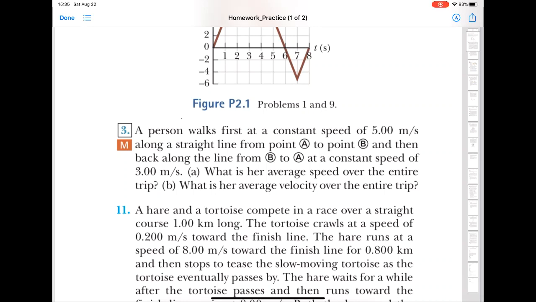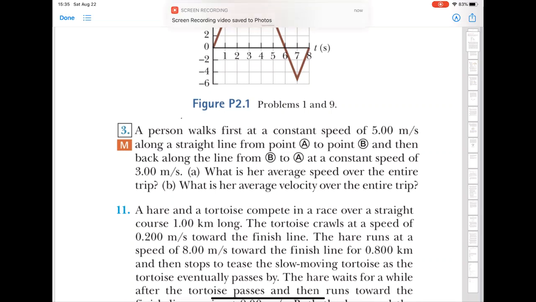Okay, students, let's look at problem number 3. A person walks first at a constant speed of 5 meters per second along the straight line from point A to point B, and then back along the line from B to A at a constant speed of 3 meters per second. What is her average speed over the entire trip? What is her average velocity over the entire trip?